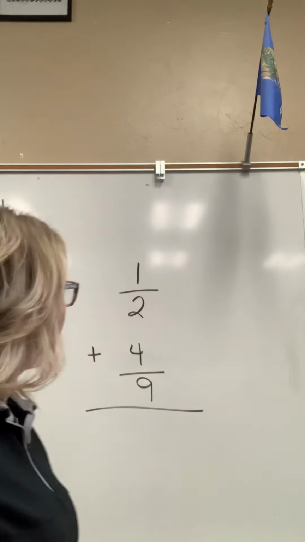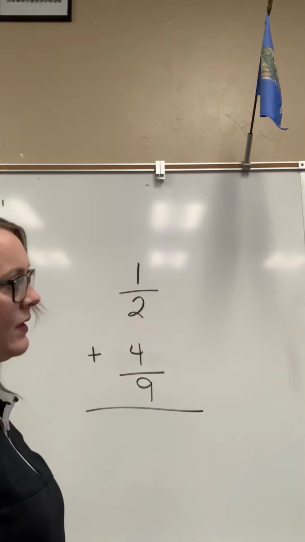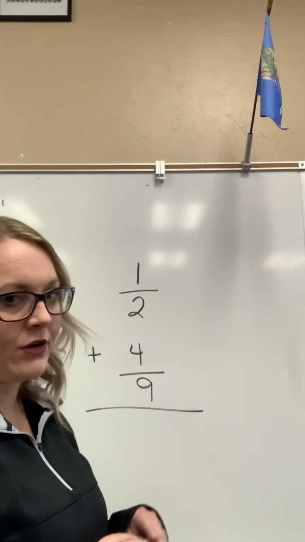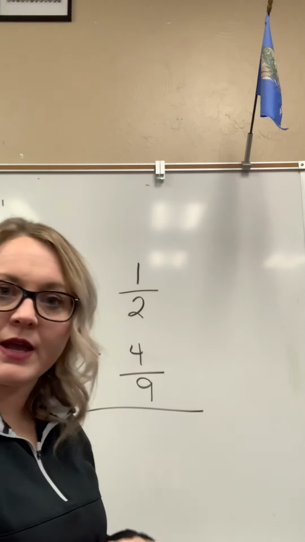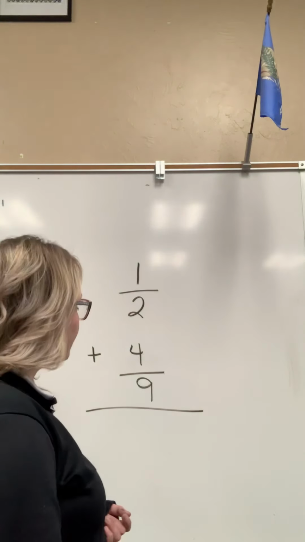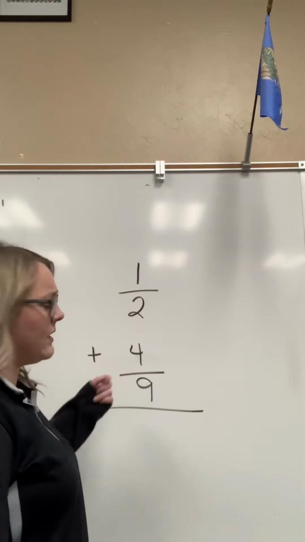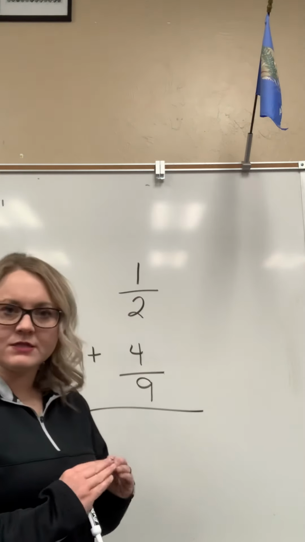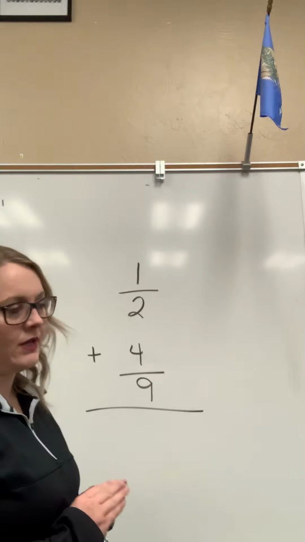Okay, so this fraction that I have up here on the board is 1/2 plus 4/9. Now remember, we cannot add fractions if our denominators are not the same. So we have to create equivalent fractions that have the same denominator. Okay, so I have 2 and 9 as the denominators of these fractions. I have to find the least common multiple of 2 and 9.